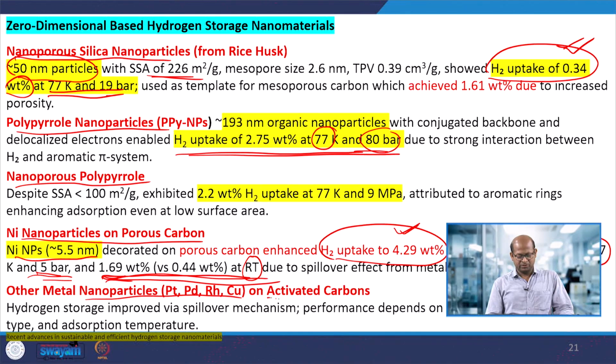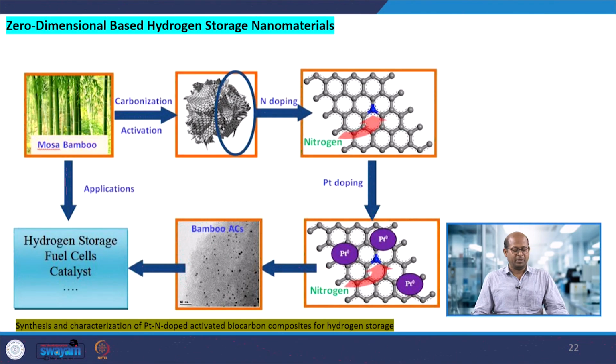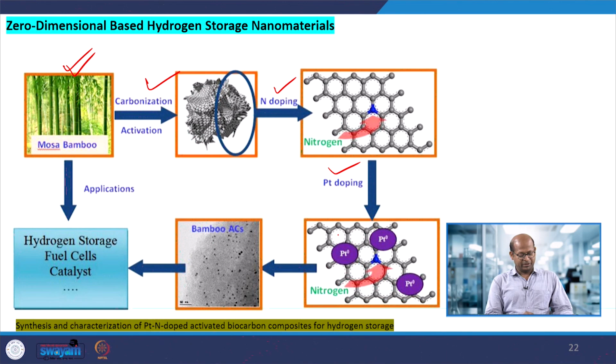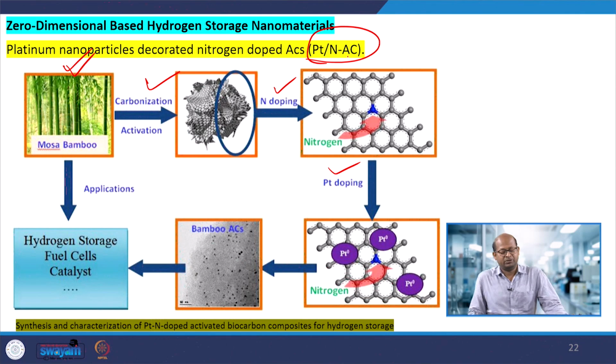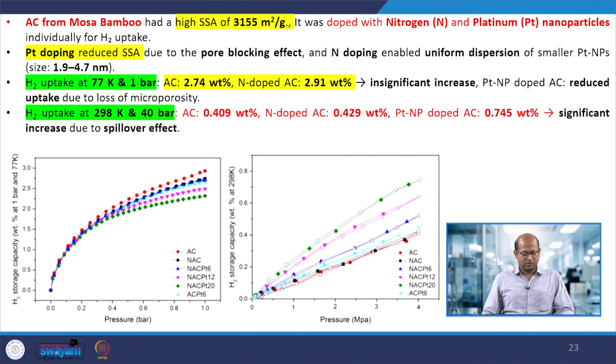Even some other metals can also be used. Activated carbons are also good materials for storage of hydrogen. So here, for zero dimensional hydrogen storage materials, moss of bamboo was used as the starting material, and then carbonization or activation, nitrogen doping, platinum doping. So finally that bamboo activated carbon, nitrogen activated carbons, over there platinum was dispersed, platinum nanoparticles. So that can store a good amount of hydrogen.